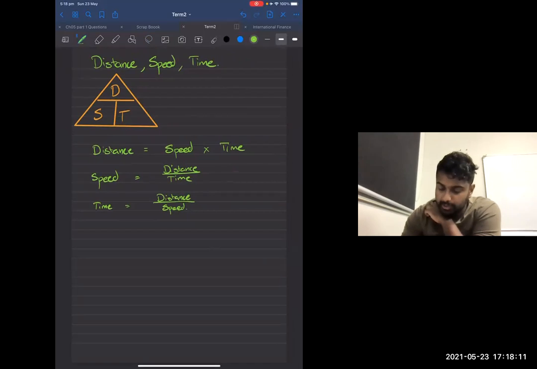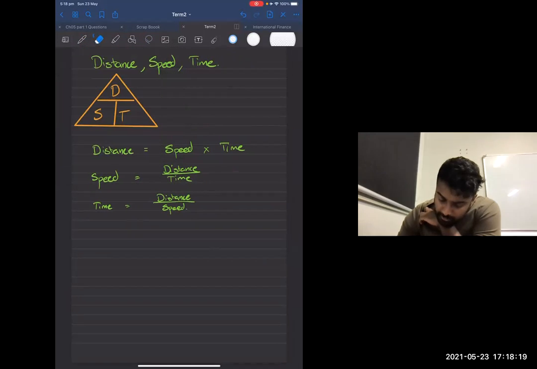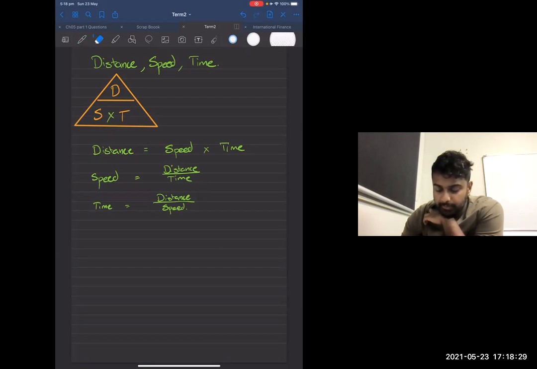And the way the triangle works, I'll show you how it works. So can I delete that stroke? Perfect. So if you want to find distance, you get rid of the middle line. And because speed and time are next to each other, you multiply. Do you see how that works? If you want to find distance, you just multiply speed by time.